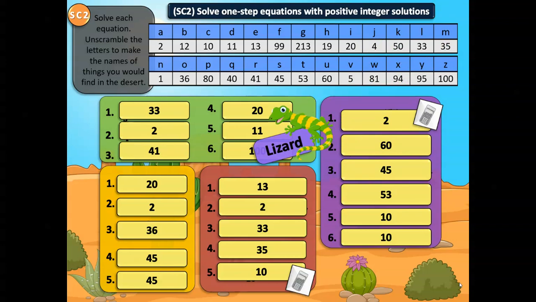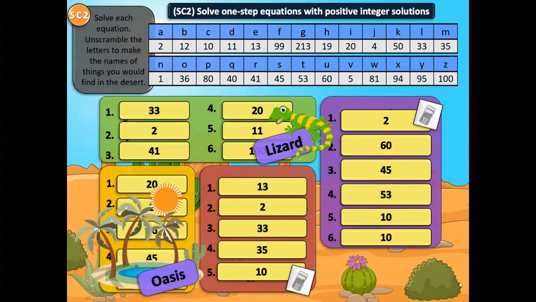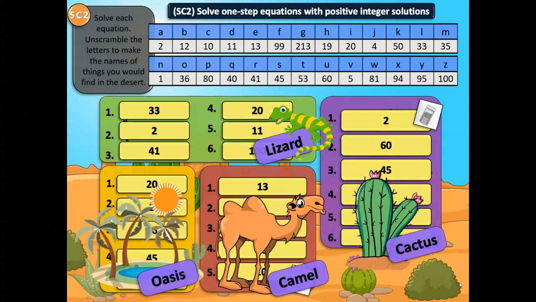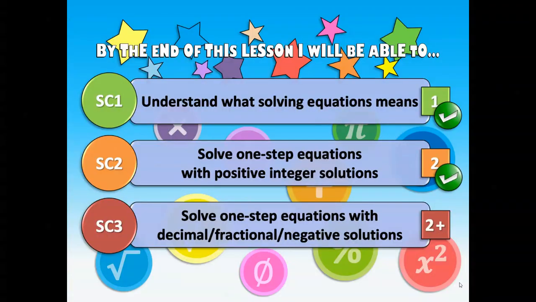The greens made lizard. The ambers made oasis. The reds made camel. And the purples made cactus. And now we've completed success criteria 2.